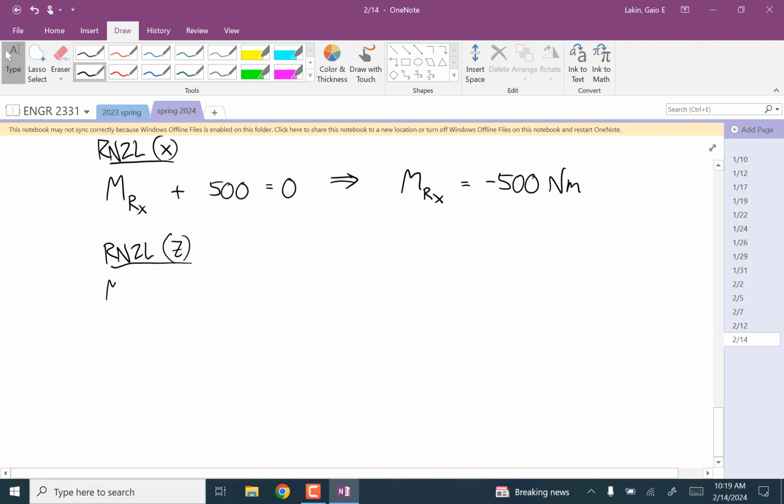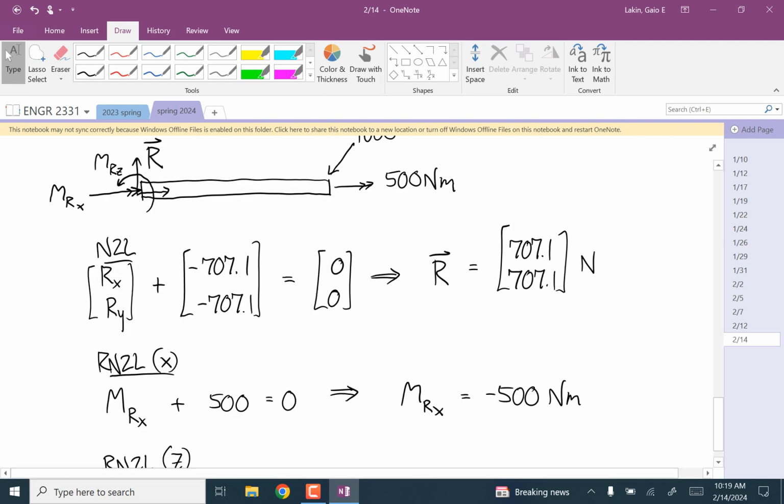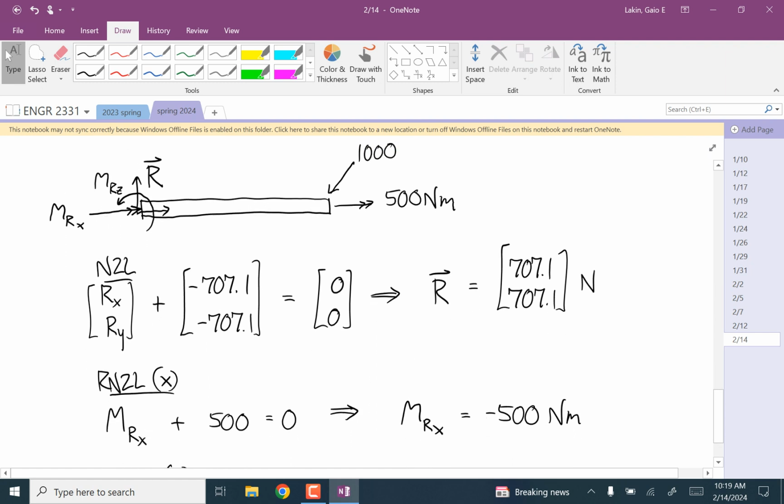So we have MRZ. And the only thing that produces a moment about the z-axis is this 1,000 Newton force. Okay. You could write out a table, do this as a rigid body problem. But also the x component of this force isn't going to produce a moment. So you can just take the y component of this force and think of it as straight down at that point. So that's going to be a force of 707.1 with a moment arm of 1, making it rotate this way.